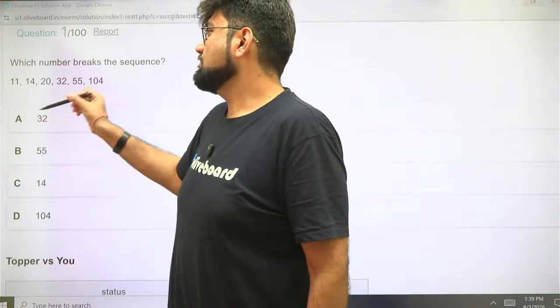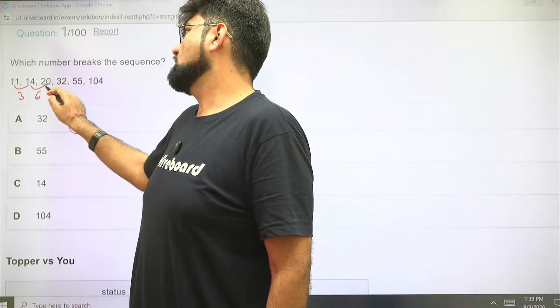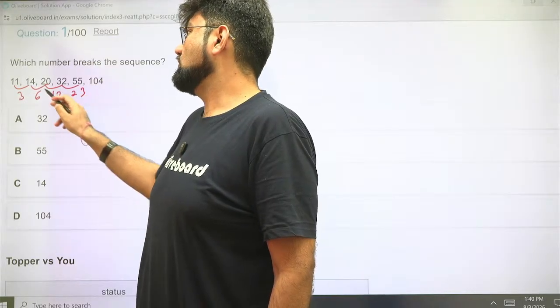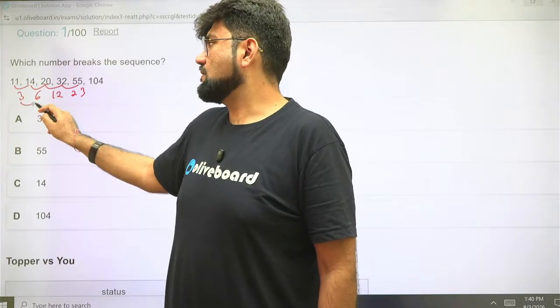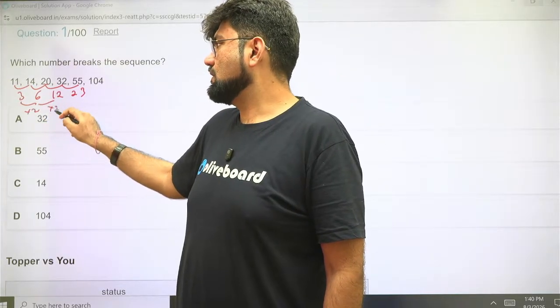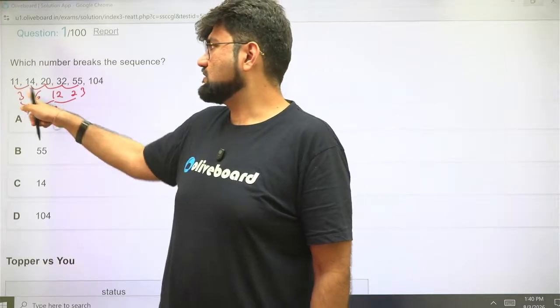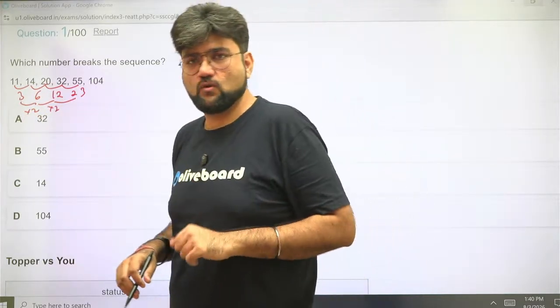Now look at this. 11, 14, you'll see the difference is 3. 14, 20, the difference is 6. 20, 32, difference is 12. 32, 55, the difference is 23. Now this tells volumes about what exactly is happening. If you see, 3 to 6 is doubling. 6 to 12 is doubling. 12 to 23 is not doubling. If you look at the differences, unit is 3 here, 6 here, but it is only 11 here. Not making any sense.